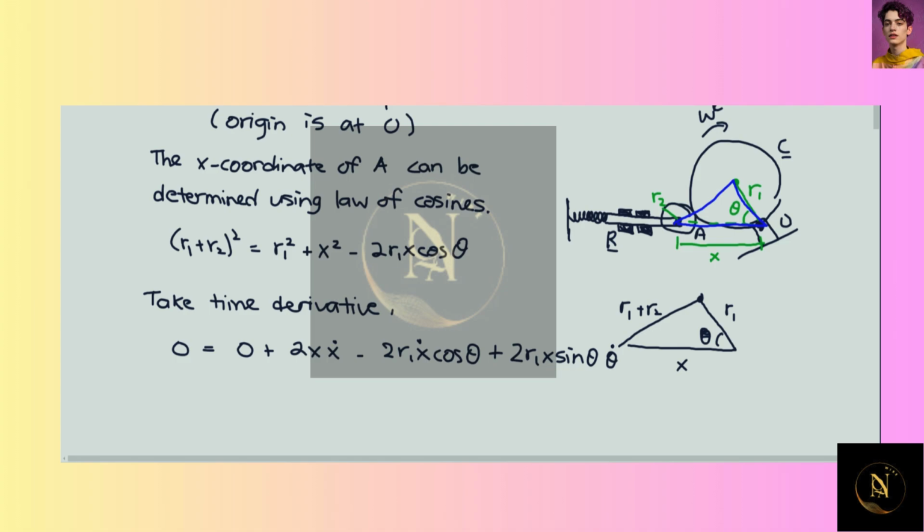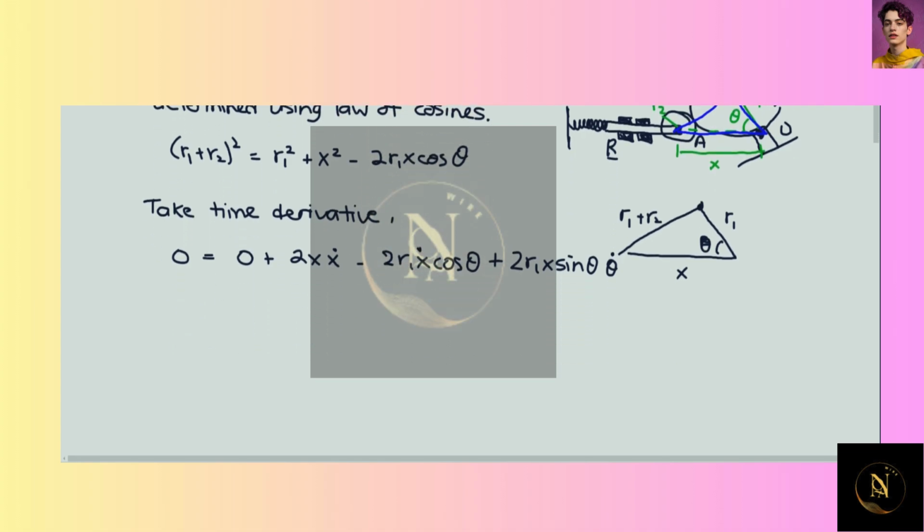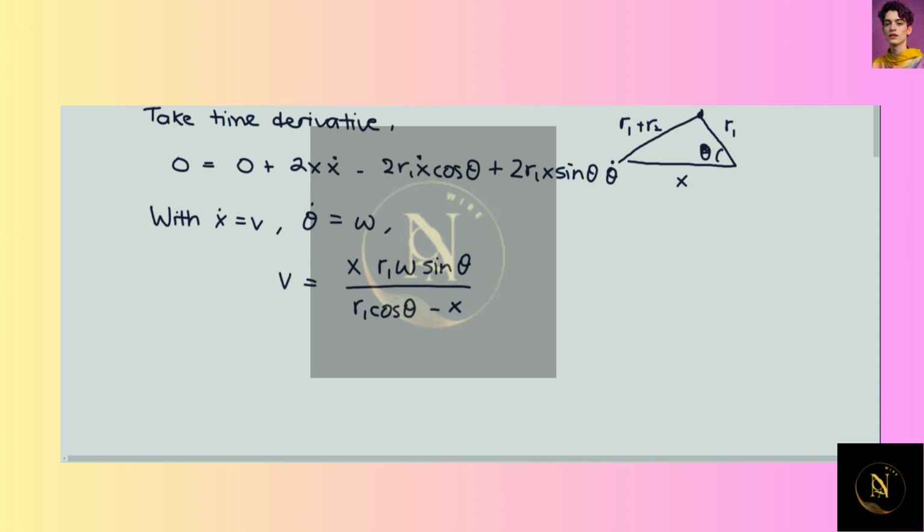Then we rearrange, knowing that x dot equals v and theta dot equals omega. This is what you get: v equals x r1 omega sine theta divided by r1 cosine theta minus x. But we still need to replace x.